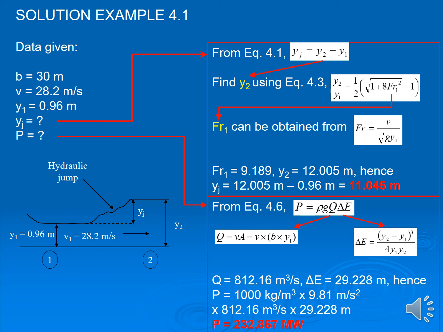Y1 equals 0.96, B is 30 meters, you will get Q as 812.16 cubic meters per second, and delta E as 29.228 meters. Hence, substitute Q and delta E into equation 4.6. You will have P equal to 232.867 megawatts. So please redo this example in detail and compare your answer with the final answer given.